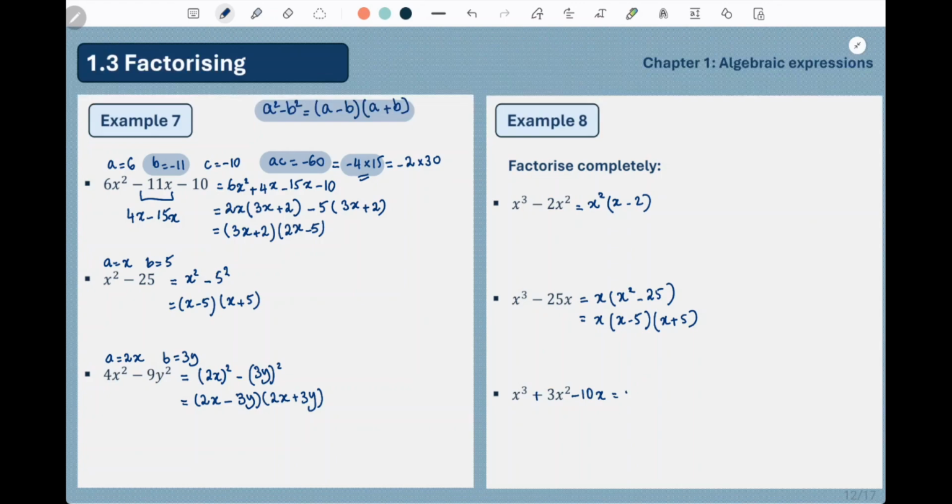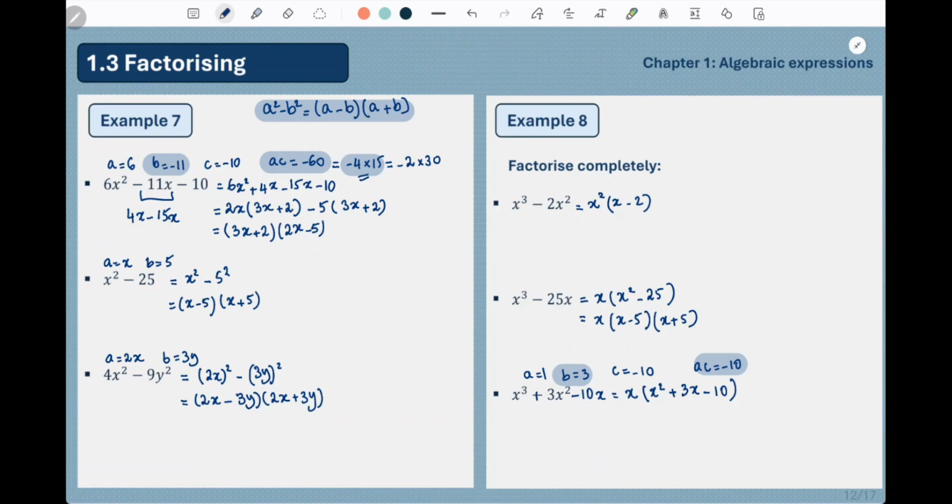So there's the common factor here, which is x, and x squared plus 3x minus 10. Okay, so as you can see, this is a quadratic expression. So we'll apply the knowledge we've learned so far. My a is 1, my b is 3, and my c is minus 10. Okay, ac is minus 10. I'll highlight those we are having business with.